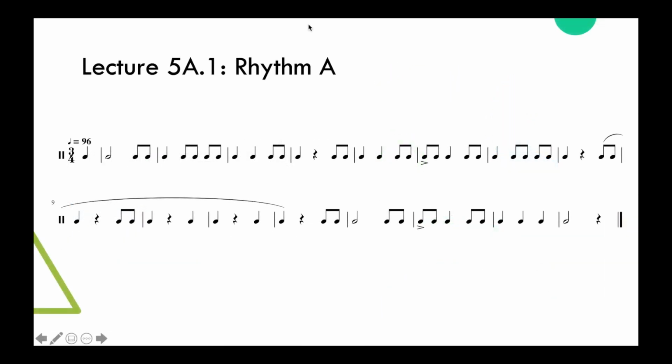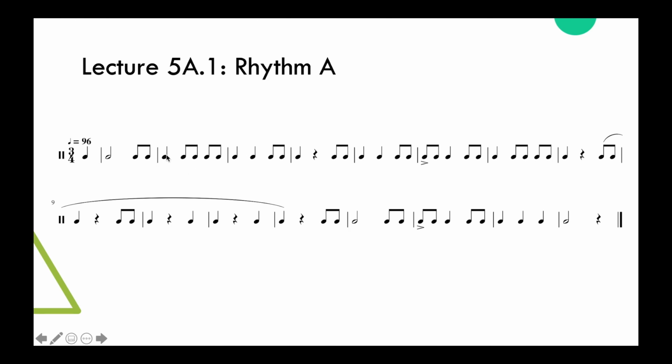Okay, let's take a look at Rhythm A, Lecture 5A.1. So here is a pickup note of one beat, one quarter note, and then we start into our first measure. First two beats we have a half note, last beat I have 2/8 notes.